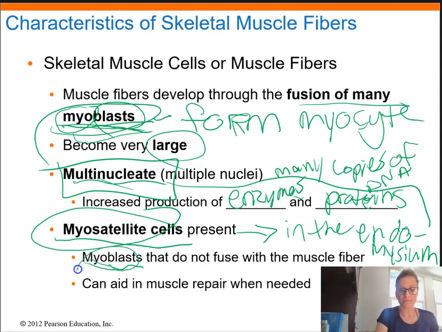Now, they're stem cells. They retain the ability to divide. So if the muscle is damaged in some way, then that cell, the myosatellite cell, will again divide and fuse in and fix the damaged area.